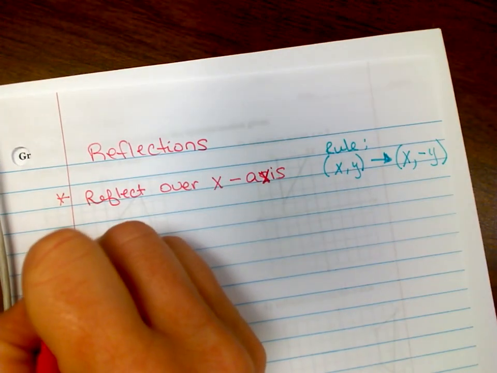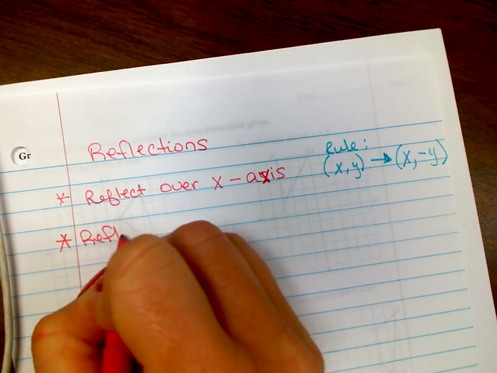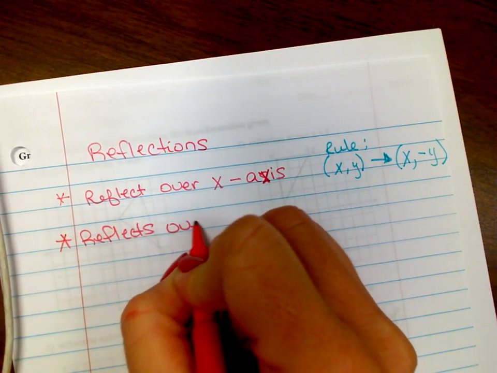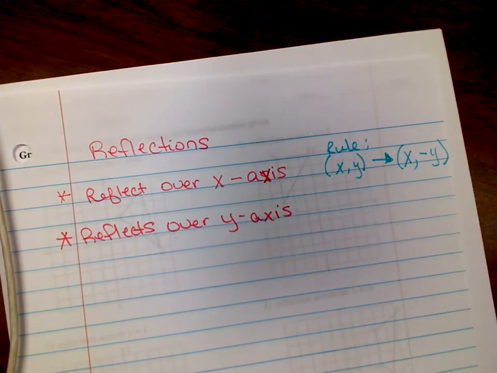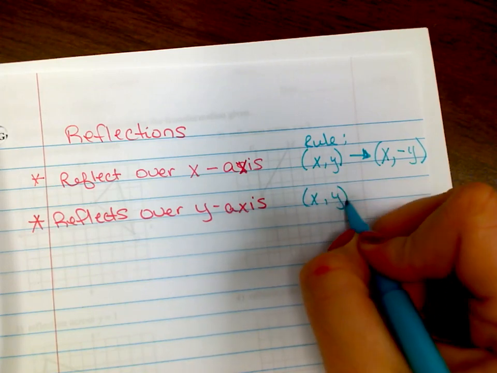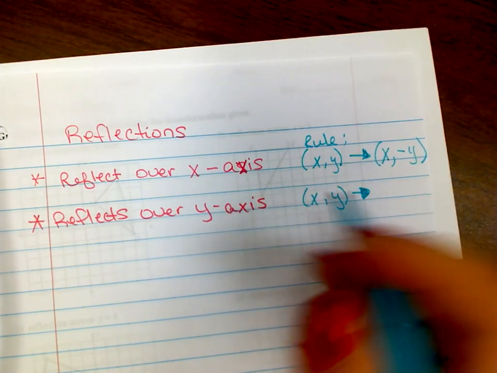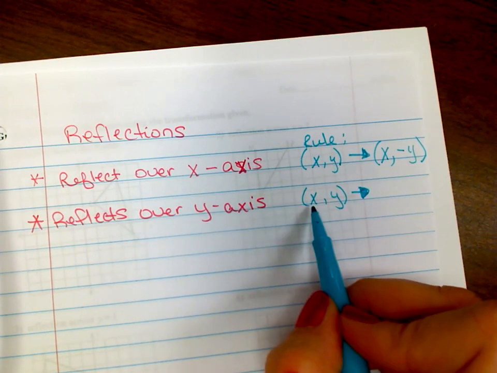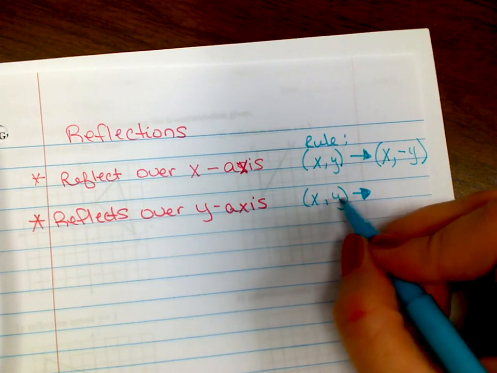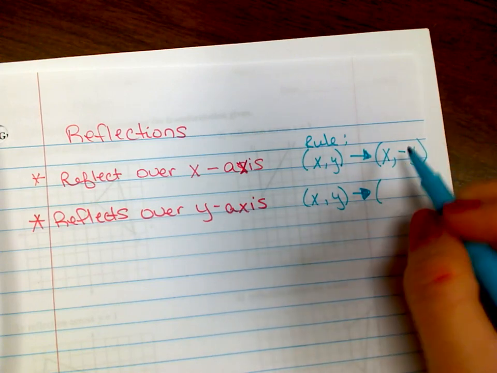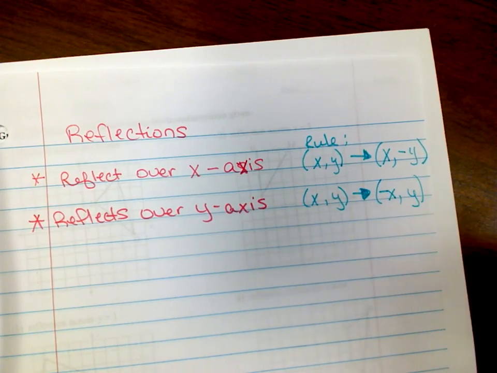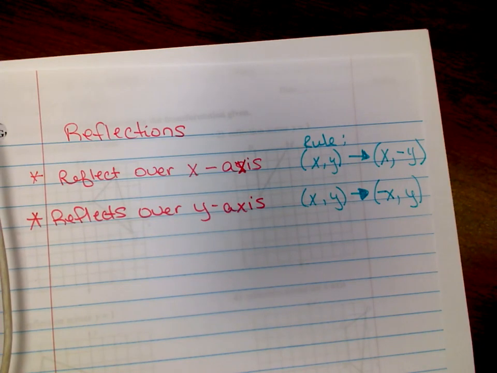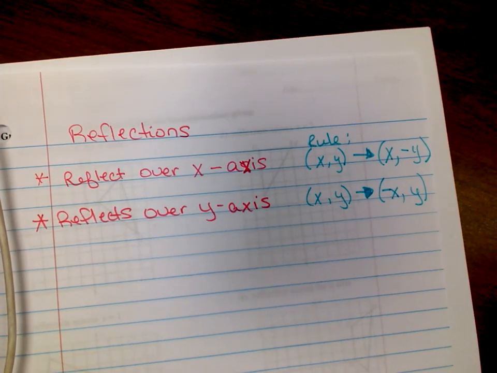And if it reflects over the y-axis, the rule would be, so again, if it's the y, the x is affected. It's the opposite. It doesn't affect the y, it affects the x. So that would be a change, the opposite of your x, and your y stays. So remember that rule. It's really easy once we get to look at it in a problem, but that is your rule.